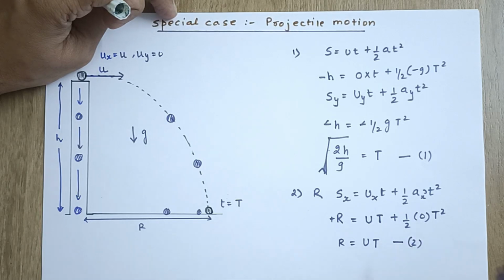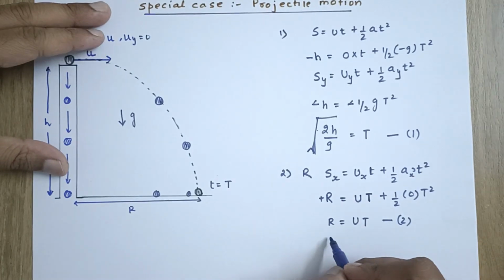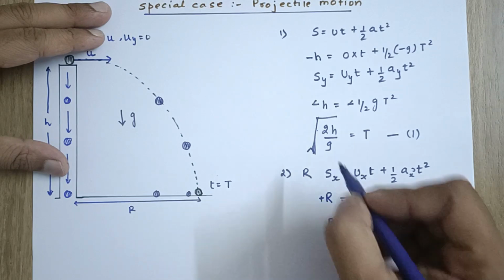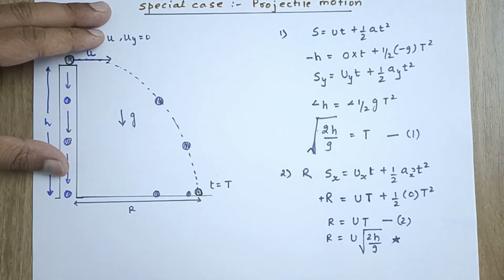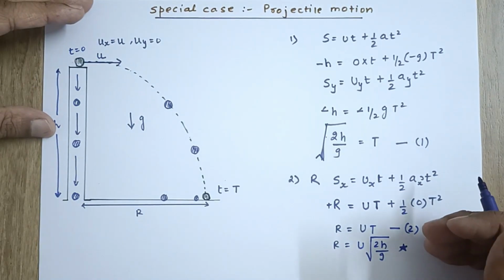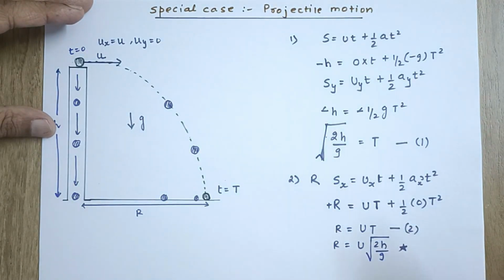This is our equation number 2. Now what we can do is substitute the value of this time of flight, that is under root of 2h by g, and we will get our final answer. So if you don't remember the results, you can just derive it. It's a matter of minutes.